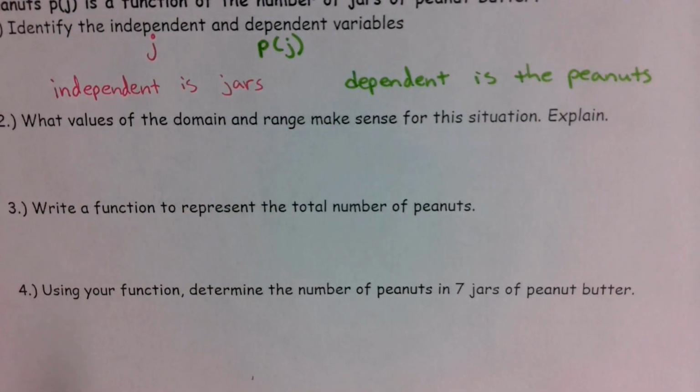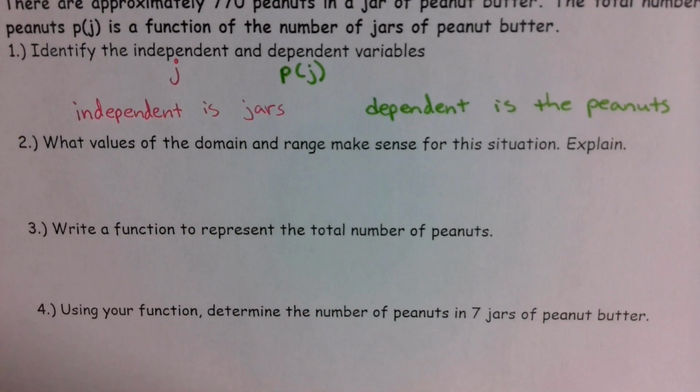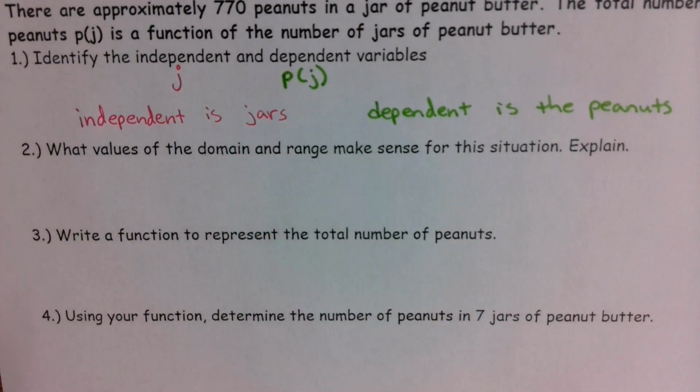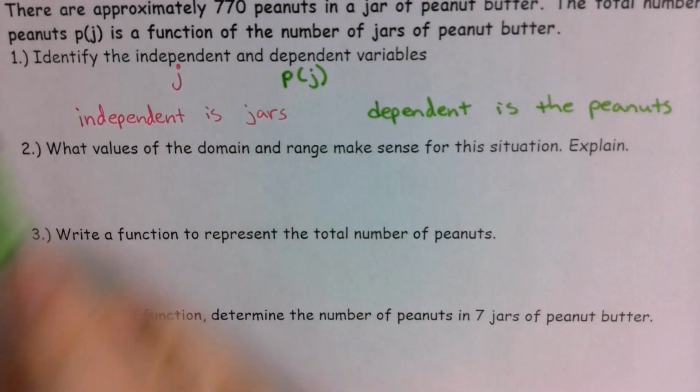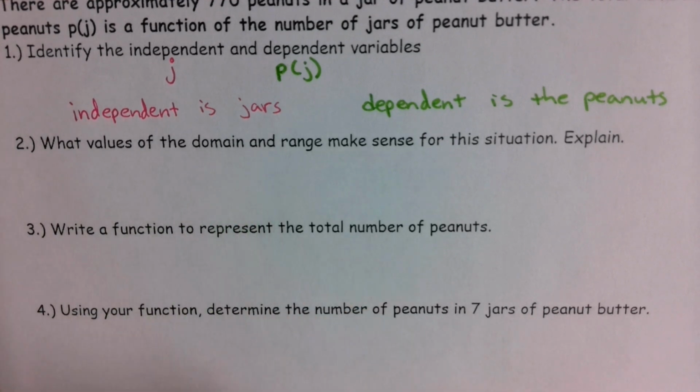There's other ways we could reverse it. We could say that it's a function of peanuts will create the number of jars. It depends on how the problem is written, so you have to understand that. I could say instead of P of J, I could say it's F of P. Function of P. Function of peanuts will equal the number of jars. Okay, so it's all about how the function problem is written. Be mindful of that.